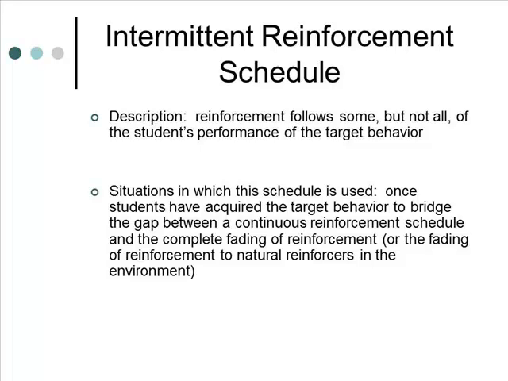So the next general kind of reinforcement schedule is an intermittent reinforcement schedule. This is when the reinforcement follows some, but not all of the student's performance of the target behavior. It's present, but it's not present after every single one. The situations in which this schedule is used are typically once the students have acquired the target behavior, and they're used to bridge the gap between a continuous reinforcement schedule and the complete fading of reinforcement, or the fading of reinforcement to natural reinforcers in the environment.